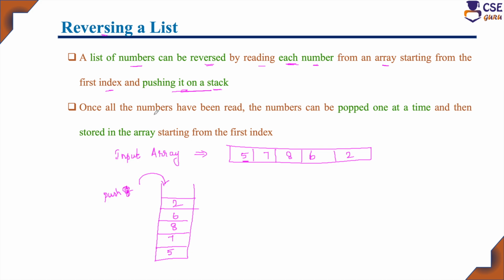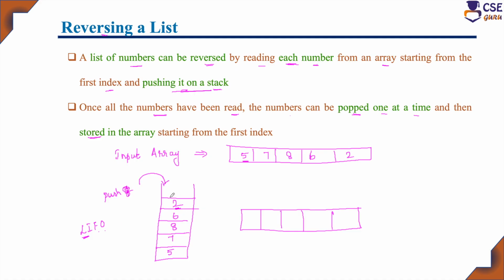Once all the numbers have been read, the numbers can be popped one at a time. From the stack, you pop one element at a time and store it in an array. Which element will you pop first? The last element you pushed into the stack will be popped first. That is nothing but the stack data structure. Stack is a LIFO data structure: last in, first out.